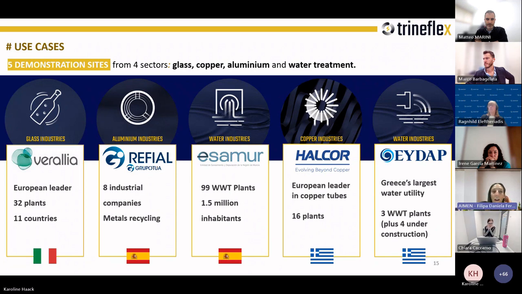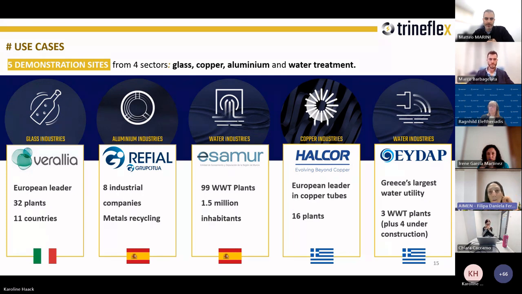And now our end users. As I already said, Trineflex methodology will be demonstrated in 5 resource and energy intensive industries, and they are from 4 different sectors, which will allow the consortium to show the adaptability of this project, of the process. But the most important thing is that these 5 demonstrators are fundamental players in future implementation plans, since due to their size and due to their geographic actuation areas, it will allow the rapid replicability and the transferability of results.